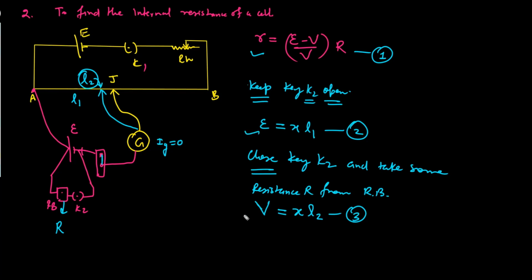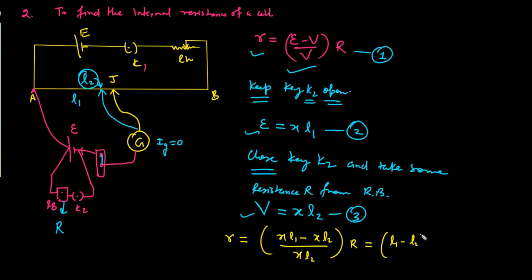Now the value of E and the value of V we will substitute in equation number 1. So the internal resistance R is equal to (XL1 minus XL2) upon XL2 into R. X is common and cancels. So it is (L1 minus L2) divided by L2 into R. So this is the formula for the internal resistance, and this we have derived with the help of the potentiometer. Clear? Second application.